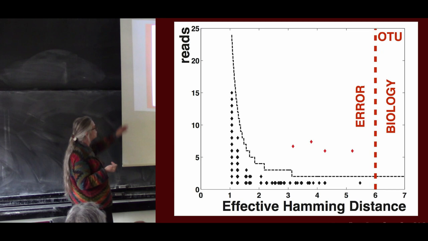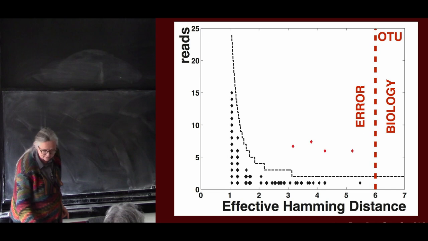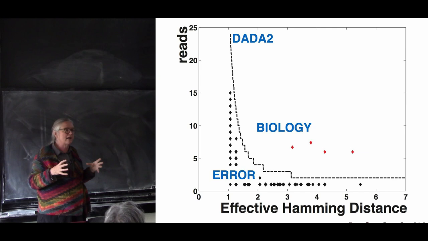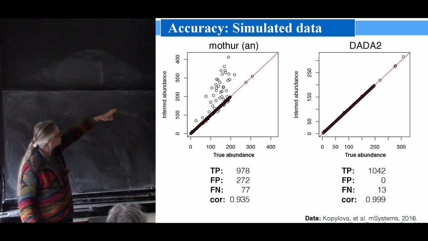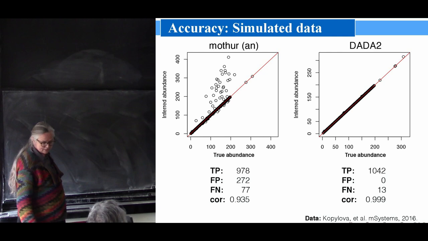Chime and UPass use this sort of hard threshold, 97%, Hamming distance type cutoff. And what Data2 does is it hugs the curve much better and has a model, and you can see with higher resolution different variants. They don't get globbed together. If you have true variants, here we have four true variants. And on simulations of various types, where we know the error, we do very well. In fact, in this case, the true abundance is perfectly correlated with our estimates.